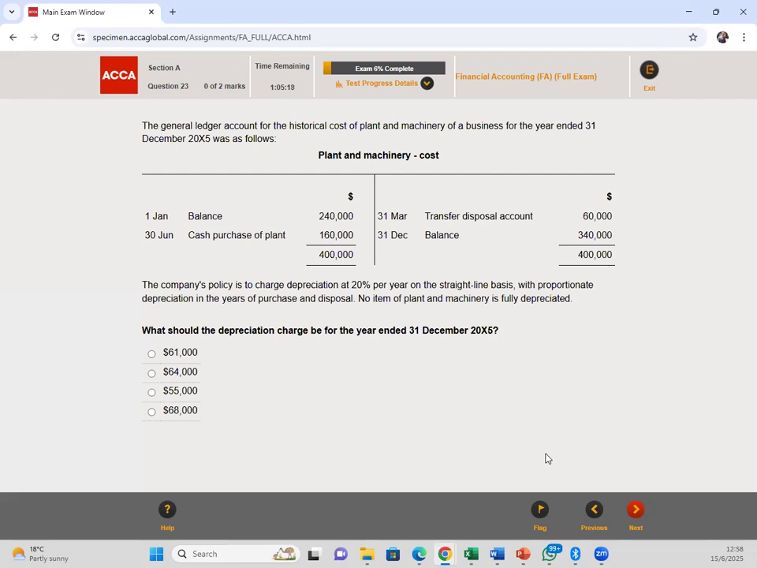The account is at cost, and we are told that depreciation is on proportional basis. Proportional basis means if the asset does not spend the whole year, we depreciate based on the months the asset has stayed in the business. That's the proportionate method of accounting for depreciation. So if it's less than a year, we apportion the depreciation.